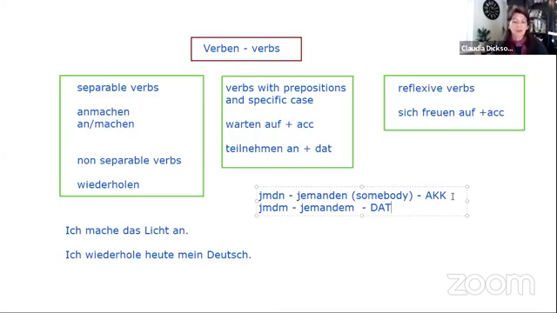So sometimes you find these to show you which case to use. With warten auf, we saw jemanden. The teilnehmen gave us directly the dative. I think my screen didn't share properly earlier, so I'll show it to you again. So jemanden, teilnehmen gives you the dative. Let me show you again, this time properly.